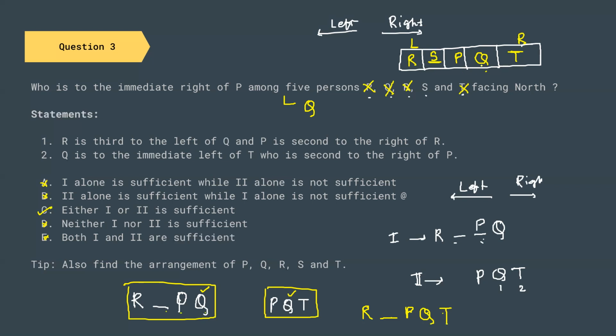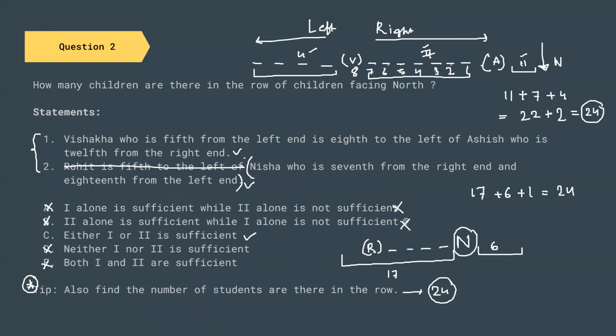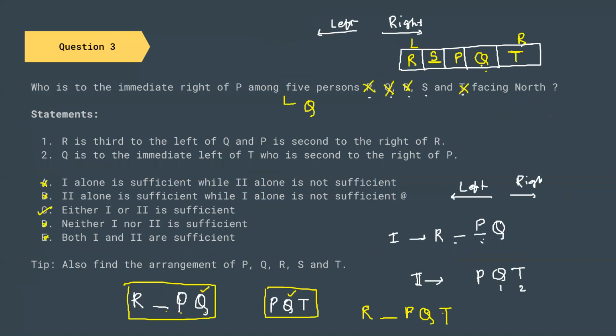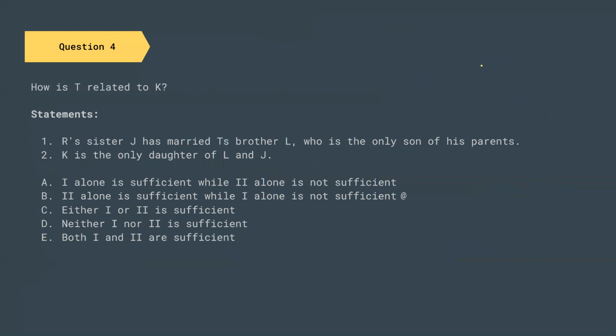Now let us go to the fourth question. The fourth question is a similar question. So in data sufficiency questions, you can see that you are getting all kinds of logical questions that you have already done. You have done the arrangement question, the linear arrangement, the circular arrangement, the blood relation question. So these questions are again coming in data sufficiency. Now let us go to this question.